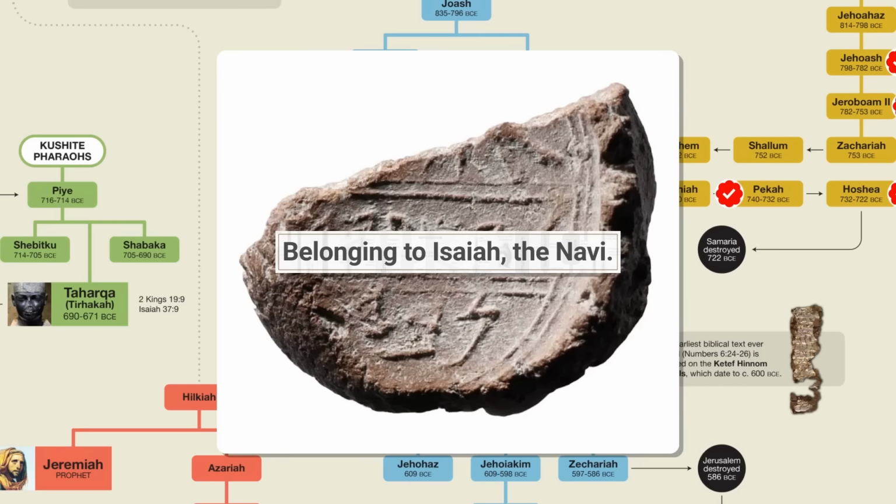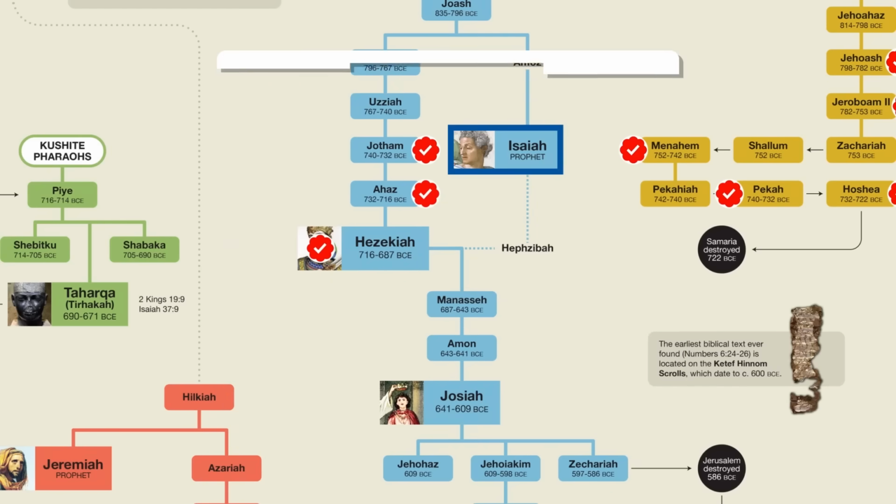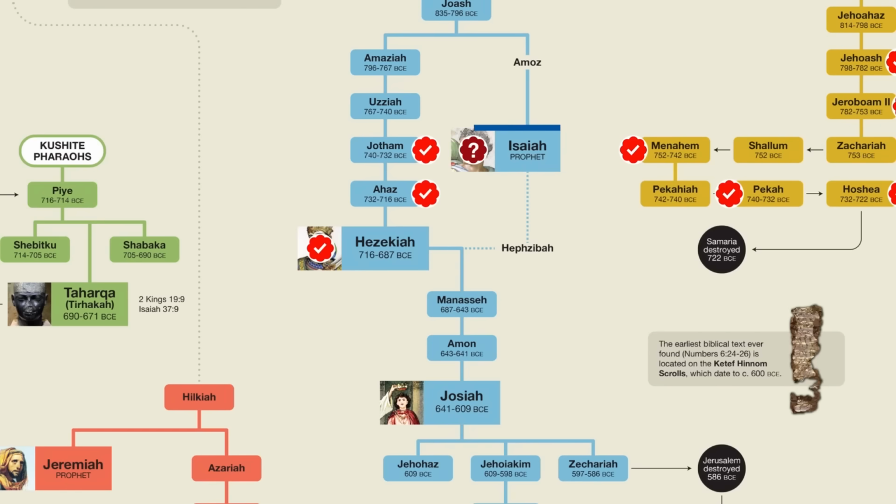Now this one is controversial because Navi is the Hebrew word for prophet, but it was also at the time simply a common name. So it's possible that this is evidence for the existence of Isaiah the prophet, who, after all, did live at the exact same time as Hezekiah and was a member of the royal family. However, it also could just refer to some guy named Isaiah Navi. So once again, I'm going to use a question mark. Hezekiah's son Manasseh, however, does get a check mark.